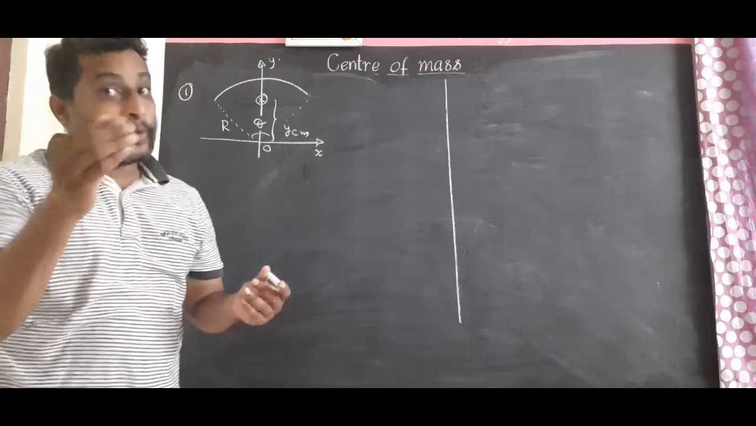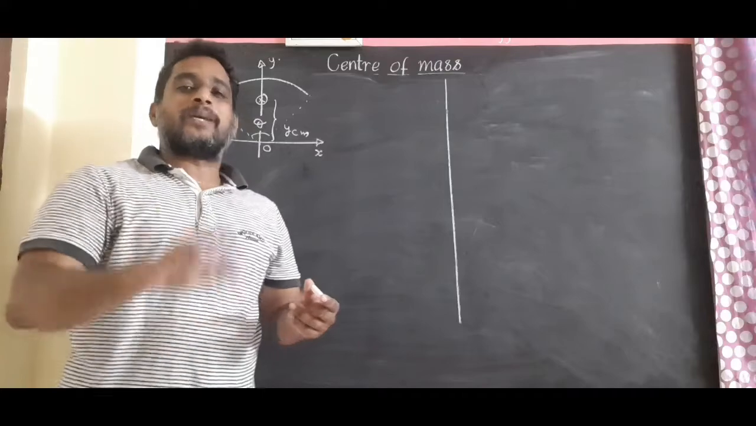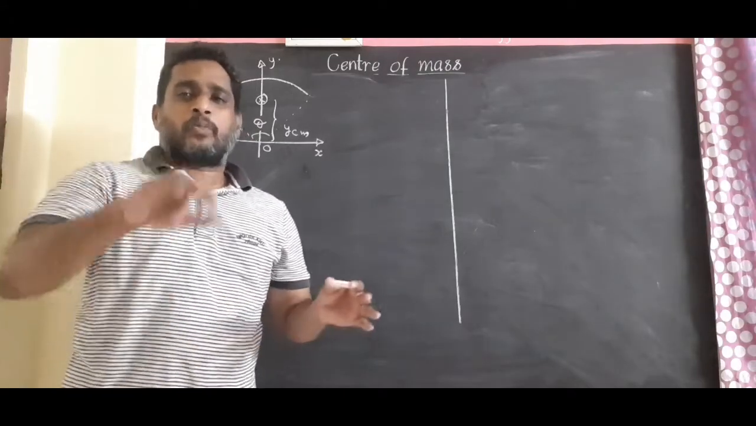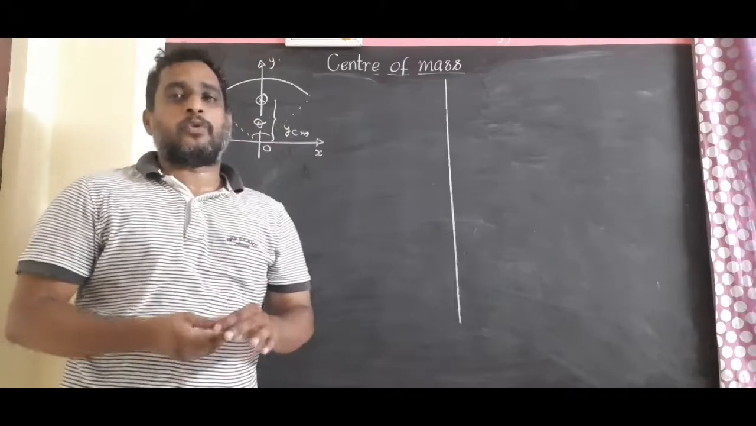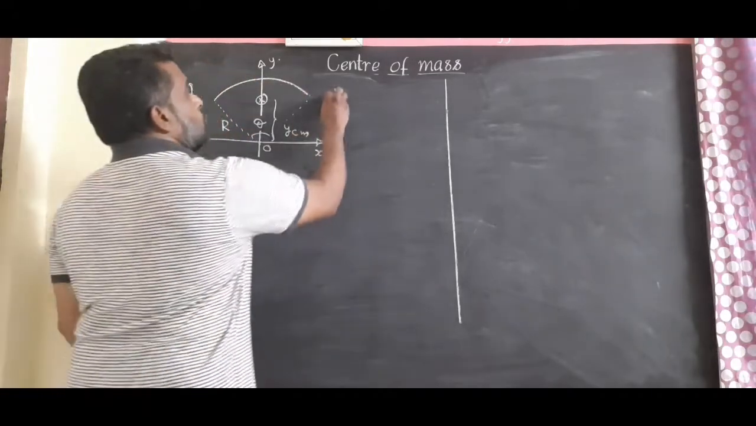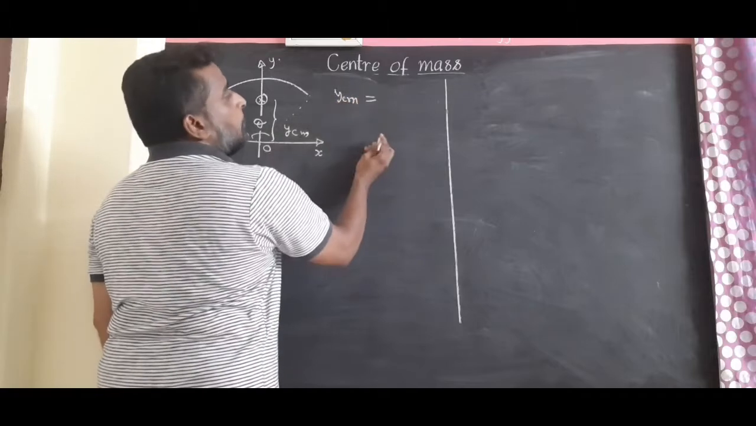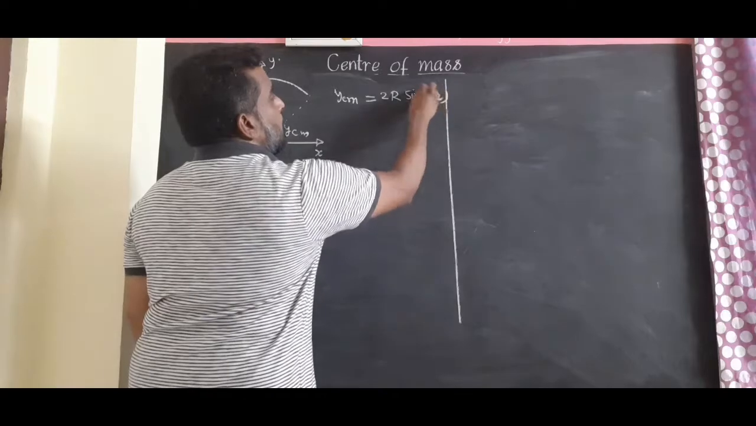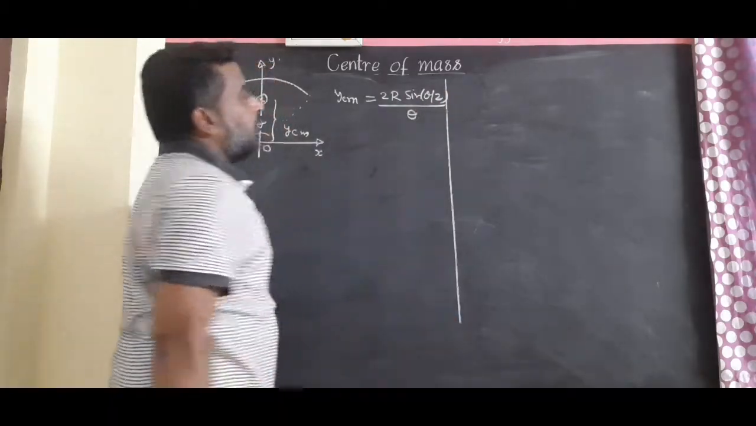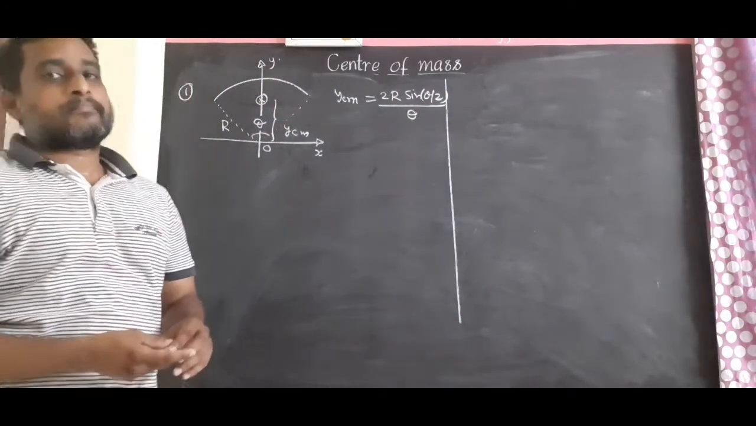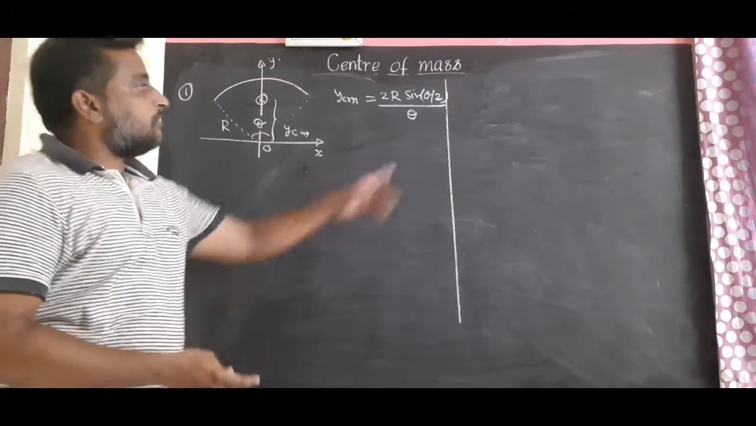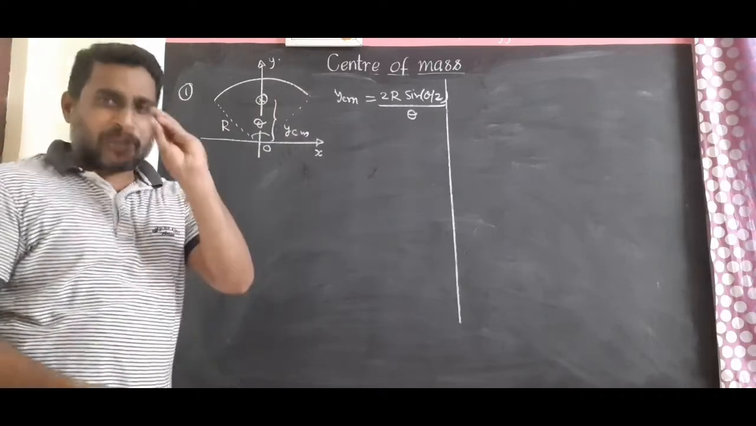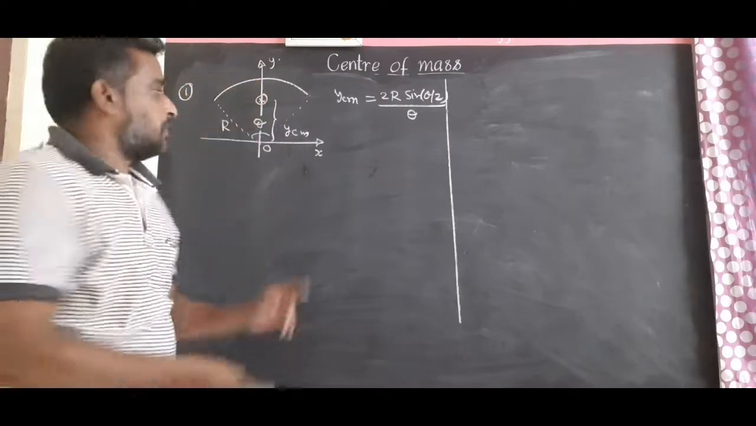For calculation of that y coordinate, we can use the equation YCM is equal to integral dm into y divided by integral dm. I am not moving behind that derivation. The final equation I will give you, and those formulas you can practice. So in this case, YCM will be equal to 2r sin theta by 2 divided by theta, where theta is the angle subtended by that arc at the center. It is the first example, arc-shaped wire.